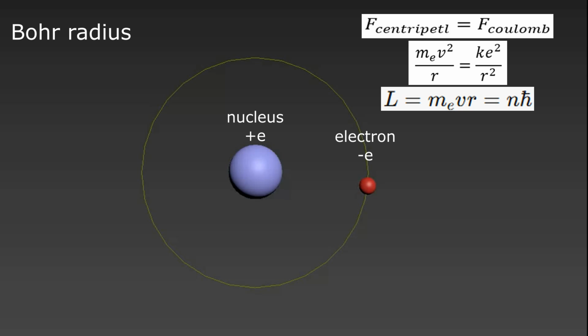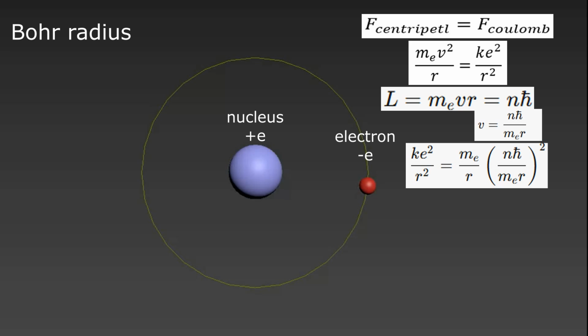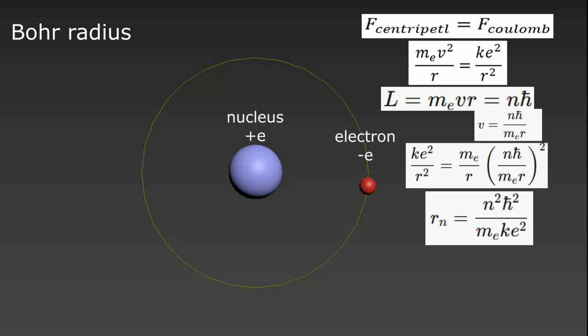From the angular momentum quantization condition, we can express the velocity as. Substituting this velocity into the centripetal force equation, we get. Simplifying, rearranging, and solving for radius, we will get. This is the general formula for the radius of an electron's orbit in a hydrogen atom.